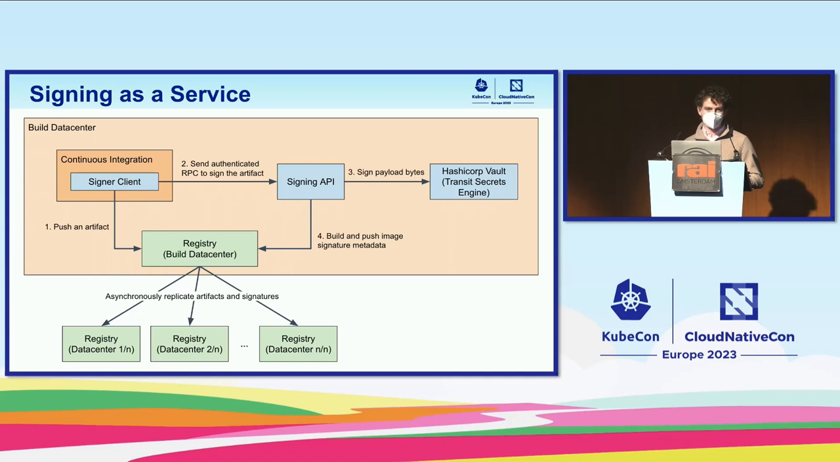So to produce these signatures, we've chosen to encapsulate signing in a service. At a high level, we're pushing handling of keys and signature metadata behind an RPC service that is more hardened than CI is. So jobs in CI that are building and signing images use a thin client to send an authenticated RPC to the signing service over TLS. And then the service responds to that by building the payload, using HashiCorp Vault to actually sign it, and then wrapping it up in the metadata format that I just described and pushing that back to the registry.